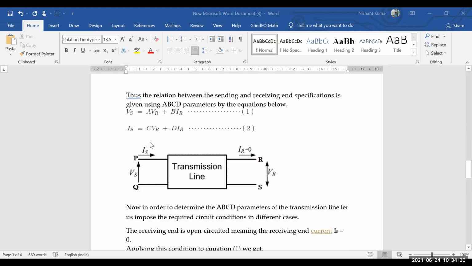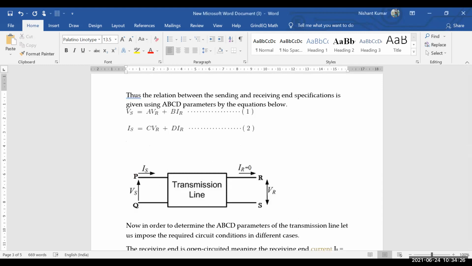Now, how can you find them? First, the open circuit at the receiving end. At the receiving end it is open circuit, so only VR would be there and IR would be zero. Three data are there: VS is there, IS is there, and VR is there. No IR. So what two values will we get? We will get your A and C values.